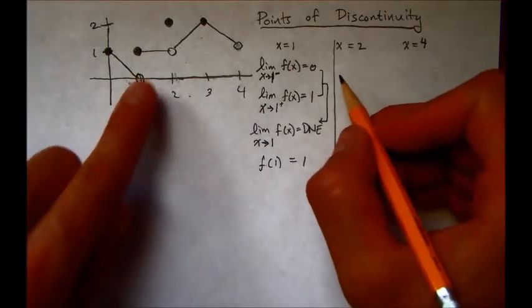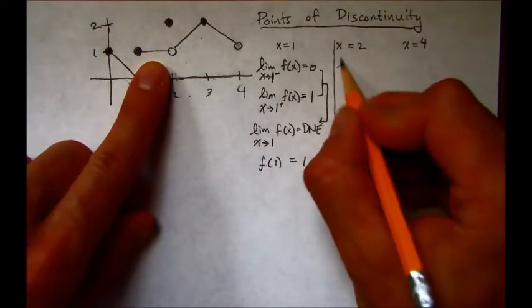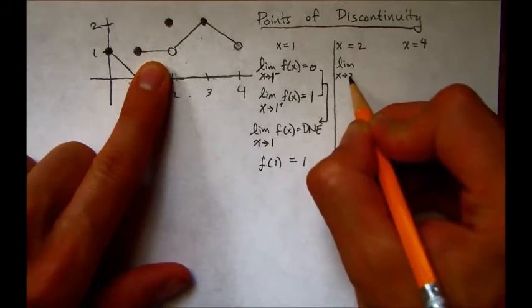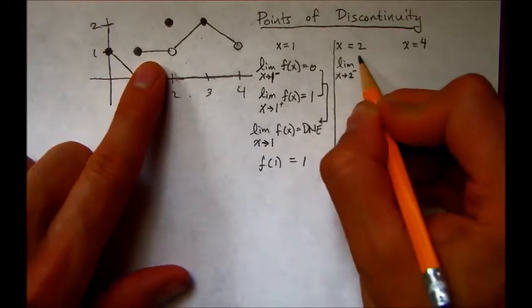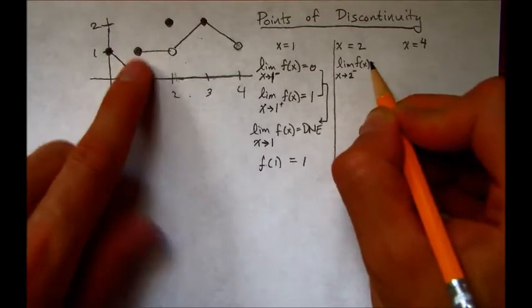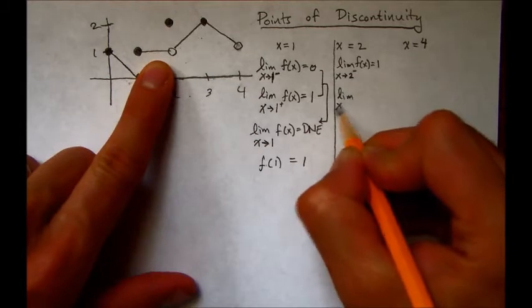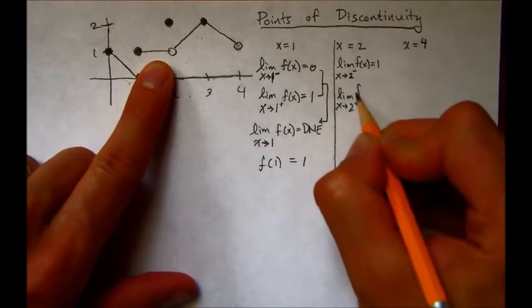All right, let's try it from 2 now. You can see on this one, things are a little bit better. We're approaching 2 from the left, and it's at height 1. The same is true if we're approaching from the right.